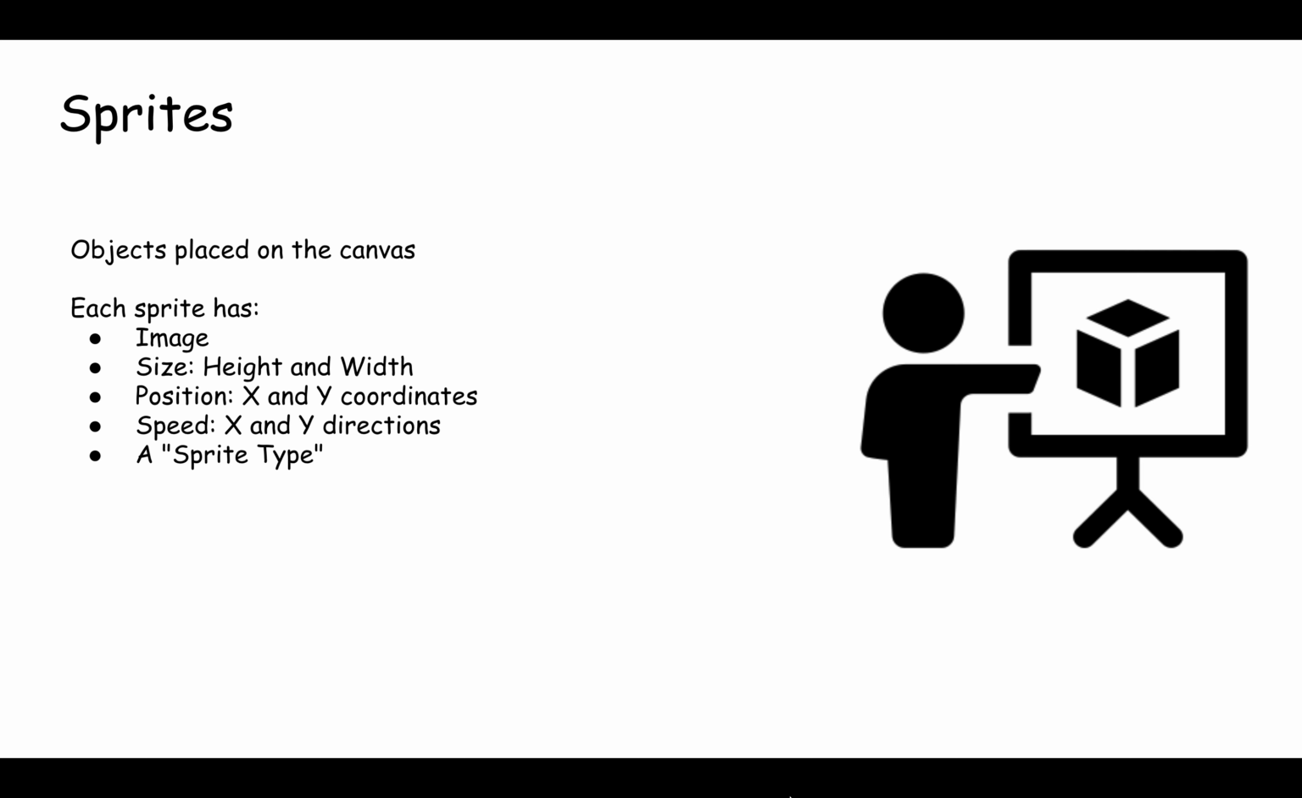Sprites are the things on the screen that move around and make things happen and are what you really think of when you think of the game. Each sprite has an image associated with it, what it looks like. It has a size, a position. It can have a speed for moving around on the canvas. And it has something called a sprite type.